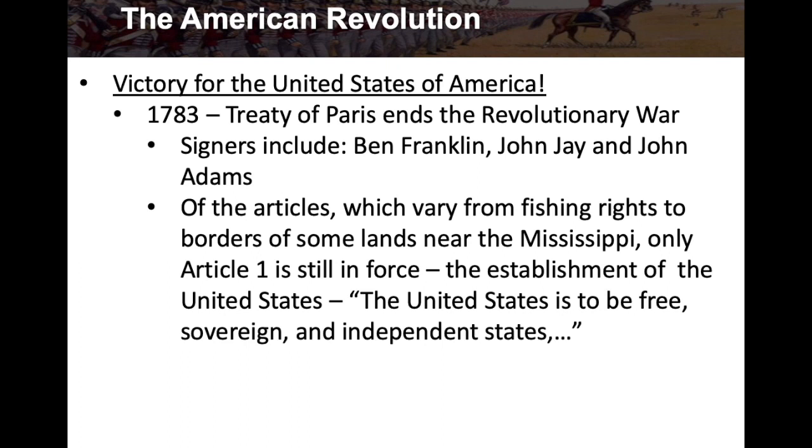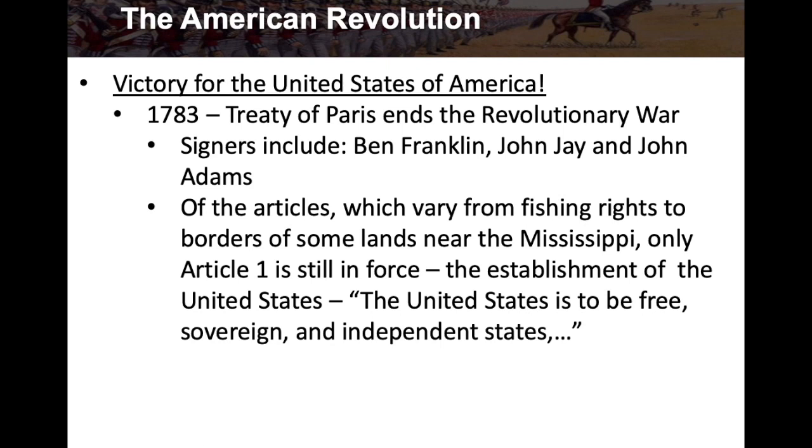There were articles within this treaty, like bullet points, and they varied in topic, everything from fishing rights to borders of some lands near the Mississippi River. So there's a variety of articles, but only one article is still in force to this day, and that is the establishment of the United States. And a quote from the treaty: "The United States is to be free, sovereign, and independent states."